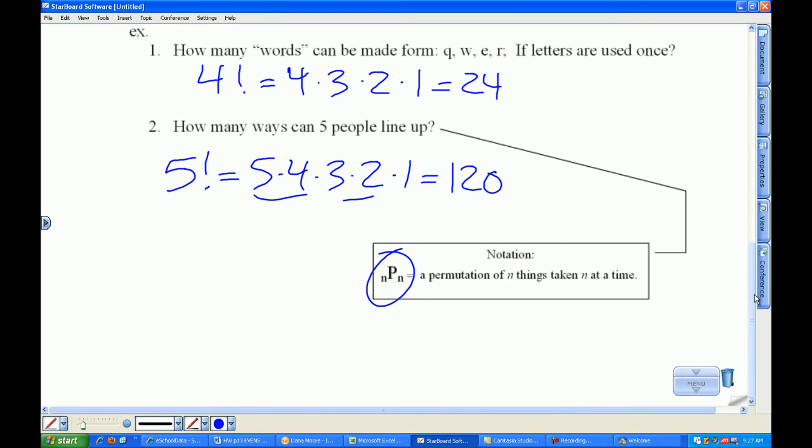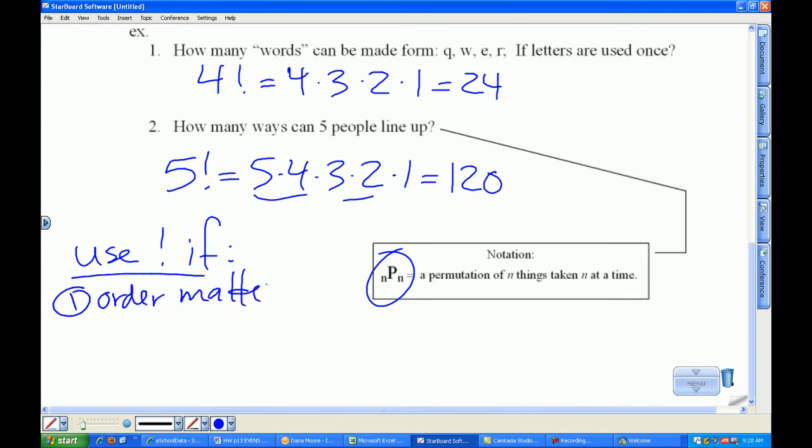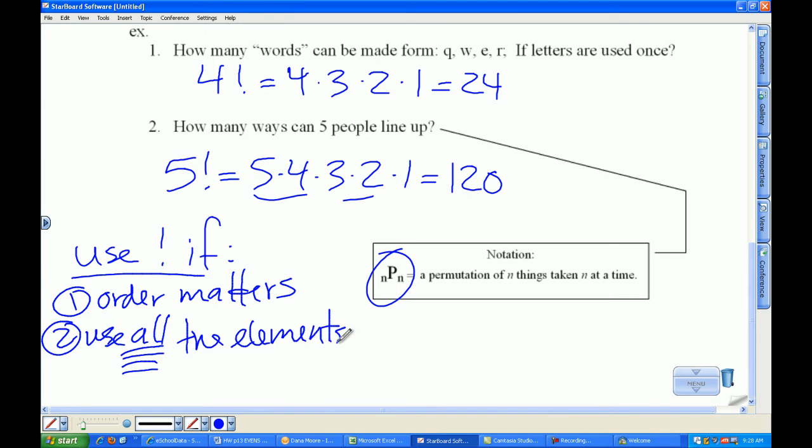If order matters and you're going to use every single element, use factorial. If order matters and you're going to use all the elements, then you're going to use factorial.